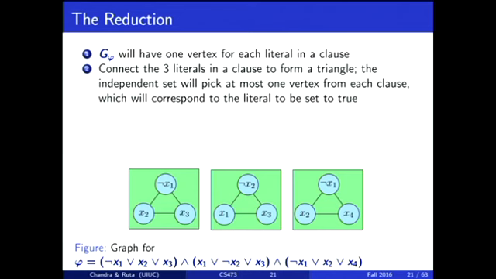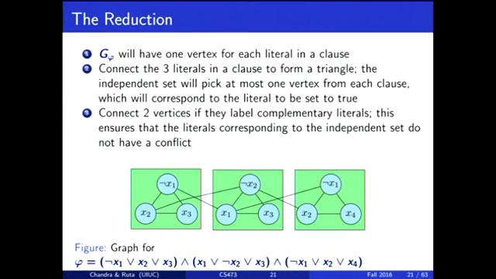Then I add some extra edges. If this vertex is labeled x2 and that one is labeled not x2, I put an edge between them. For every pair of literals which are in conflict with each other, I put an edge between them. So not x1 and x1: what is it saying? That I can't pick this one and that one together, because that will create problems for me. That's it, that's the construction.